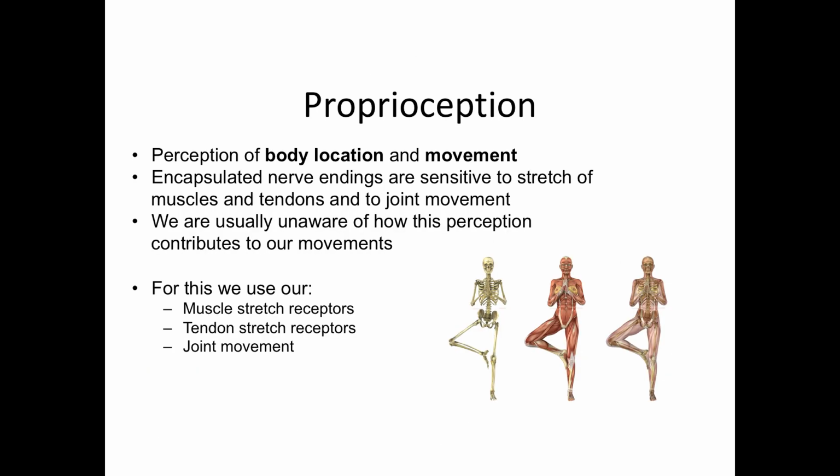Okay, so the next one is proprioception. Proprioception is the perception of body location and body movement. Proprioceptors are encapsulated nerve endings that are sensitive to stretch of our muscles and our tendons, and also whenever we move. Normally we ourselves are unaware of how proprioception contributes to our movements. However, if we lose proprioception due to some injury, it is very difficult to keep our body balanced and to move normally. So for proprioception, our body listens carefully to muscle stretch receptors, tendon stretch receptors, and joint movements.